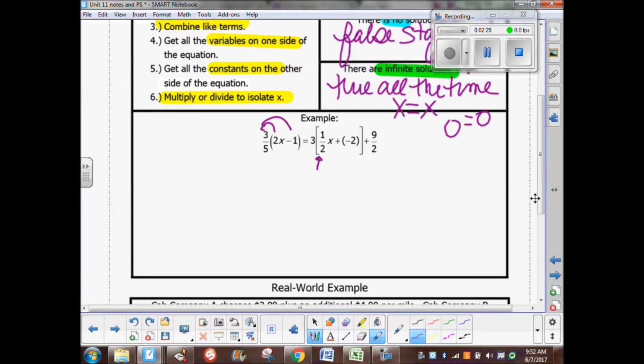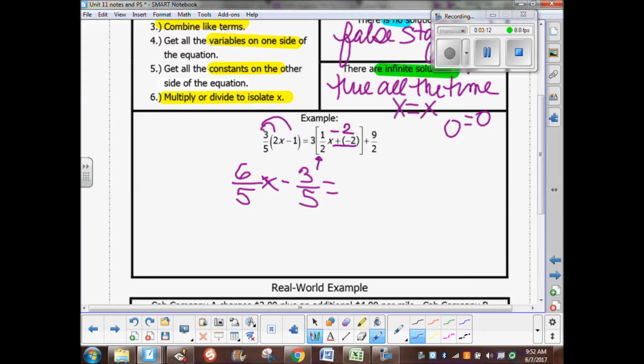So 3/5 times 2x and then 3/5 times -1. If you're curious about 3/5 times 2, you should be using your calculators. Rather quickly, 3/5 times 2, we should end up with 6/5 as a fraction. 6/5 x, and then minus 3/5 equals. What's going on with that right there? That plus a -2, what does that really just mean? Just -2. So I'm going to simplify that right in there.